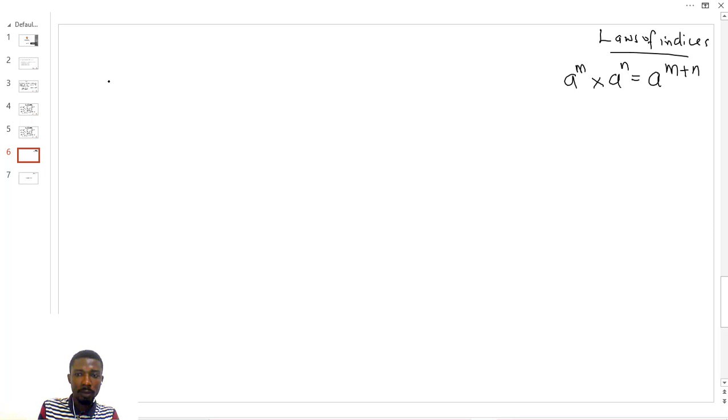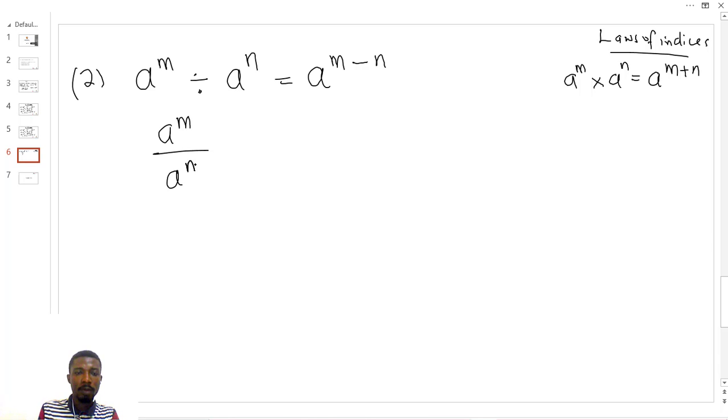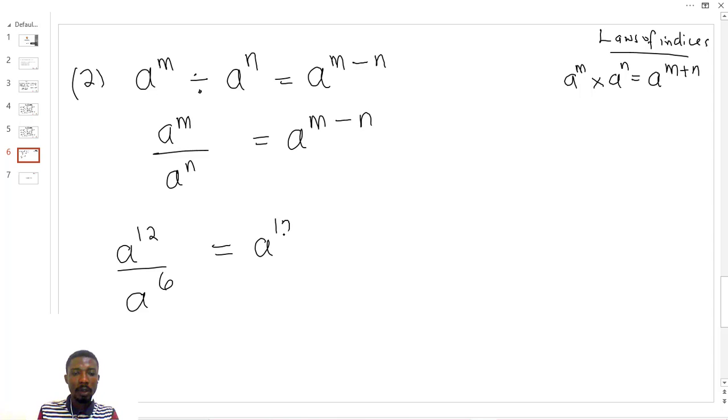Okay, so let's look at the second law. The second law says that if I have the same base and they are dividing each other, then I repeat the base and I subtract n from m. Remember, a to the power m over a to the power n gives us a to the power m minus n. So if I have a to the power 12 divided by a to the power 6, this should give me a to the power 12 minus 6, which is a to the power 6.